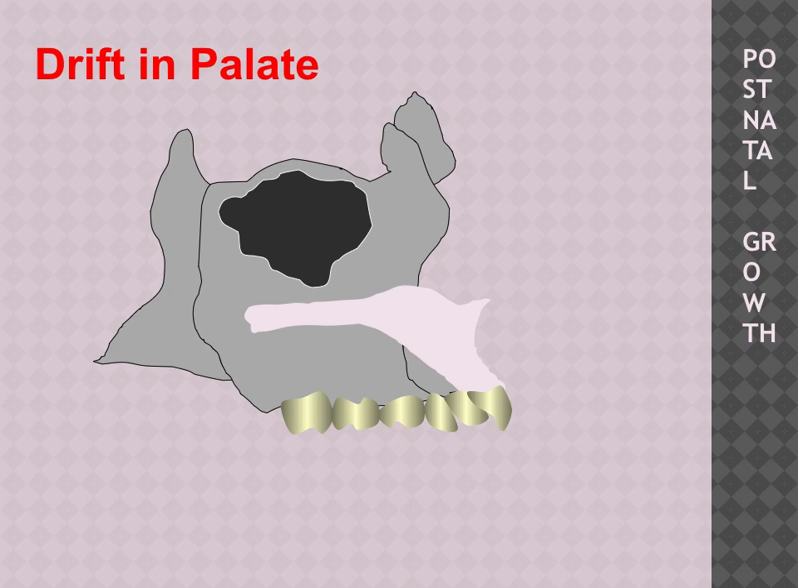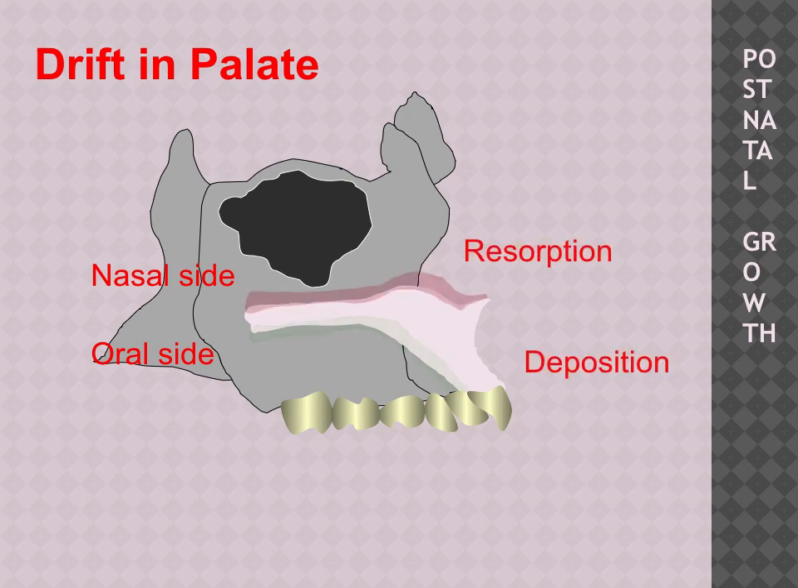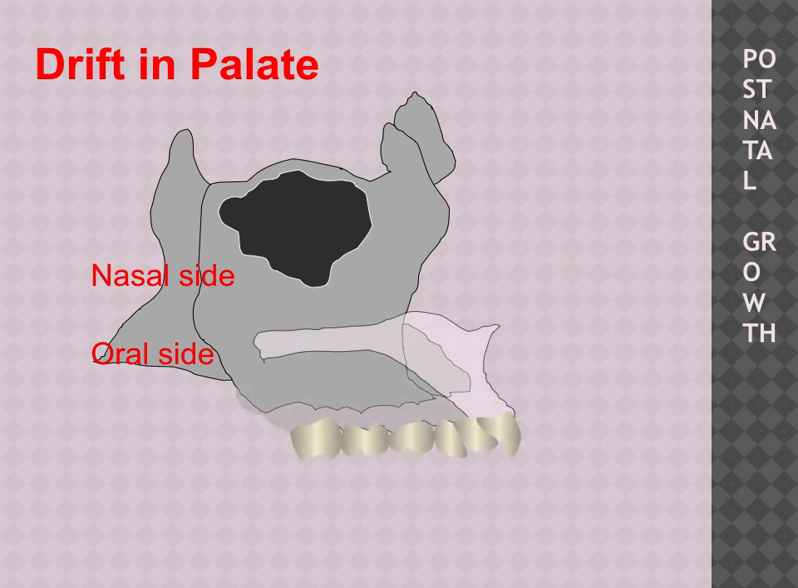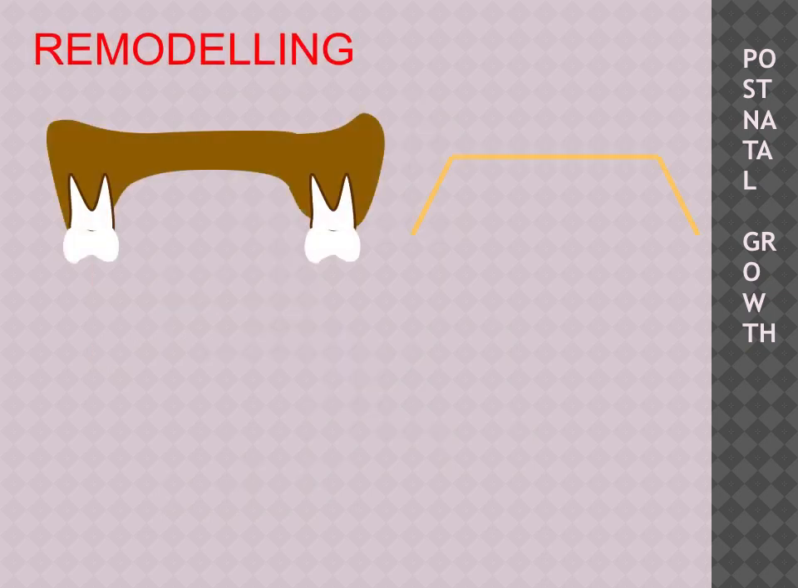Now we concentrate on drift in palate. So if you look at the palate, you have the nasal side and oral side. You have resorption on the nasal side and deposition happening at the oral side. So if that's the situation, the palate will be moving downwards with time. Okay, that means in the direction of deposition. So that's the natural growth which is happening postnatally.